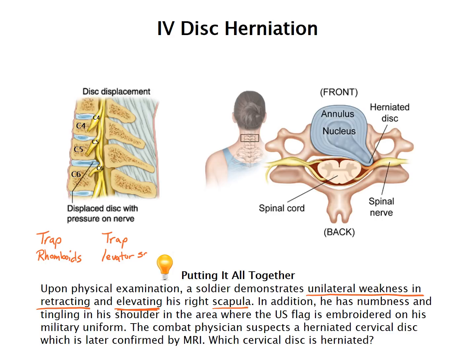Now let's remind ourselves which nerves innervate these muscles. The trapezius muscle is innervated by cranial nerve number 11, the spinal accessory nerve. This nerve is not associated with the cervical region at all because it comes from the brainstem. Since we know that this is a cervical disc herniation, we can rule out the trapezius muscle being affected in this case. That leaves us with the rhomboid muscle and the levator scapulae. You might recall that both of these muscles are innervated by the same nerve called the dorsal scapular nerve.